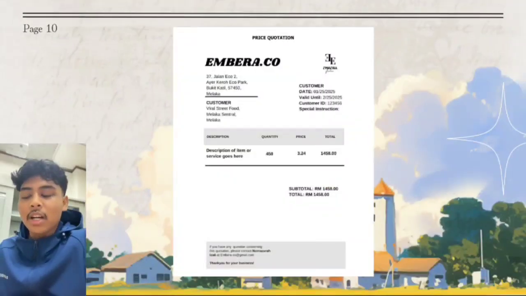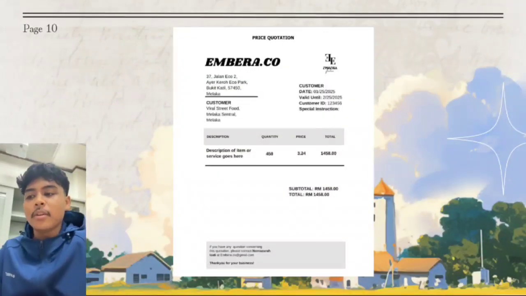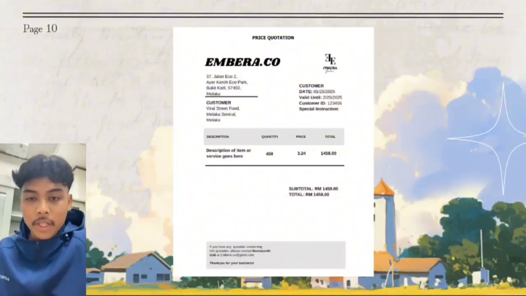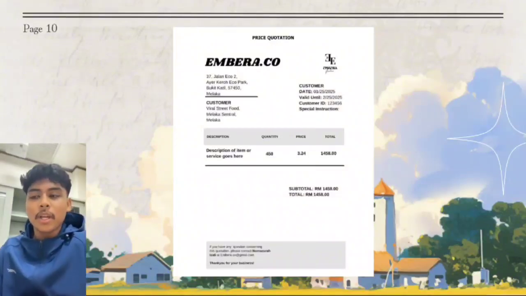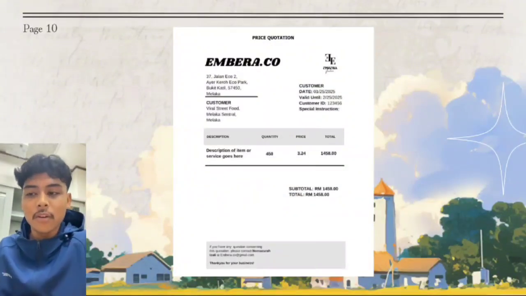So for the price quotation, we got from Viral Street Food. The description is description of item or service. So the quantity is 450. The price is 3 ringgit and 34 cents. So we multiply the 3 ringgit and 34 cents with 450 and we got the total of 1,450 ringgit. So the total is 1,450 ringgit.